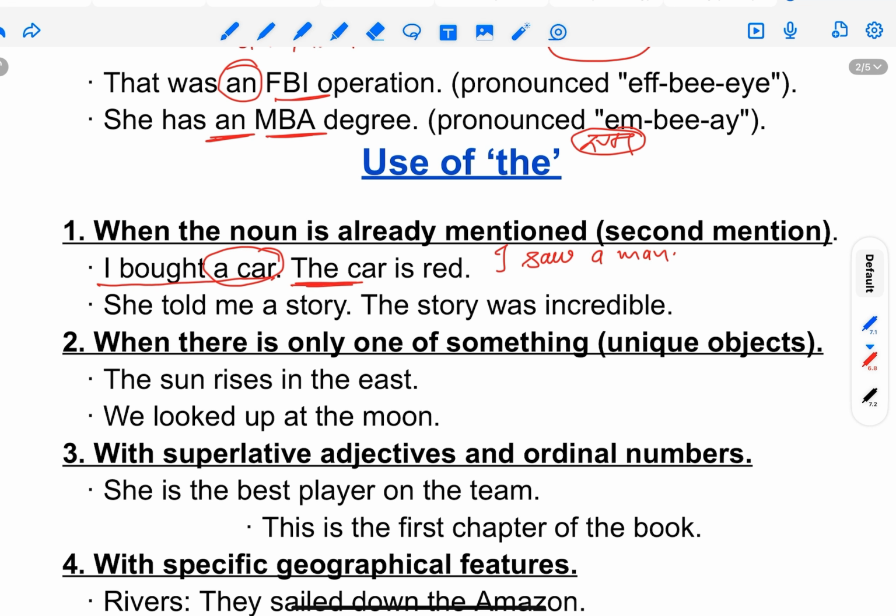For example, I saw a man. This is the first reference, a man. But when I talk about this man again, then we use article the: the man was wearing a black hat. So when I mention it the second time, we use article the. This is the rule for article the.